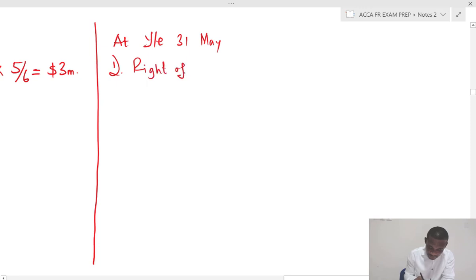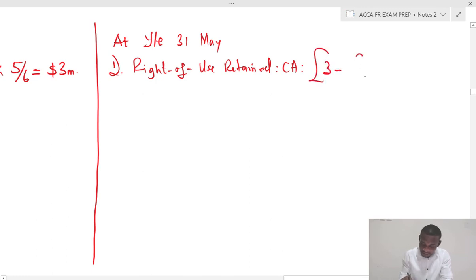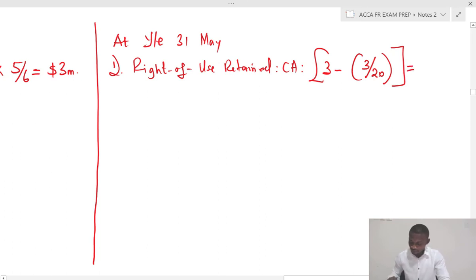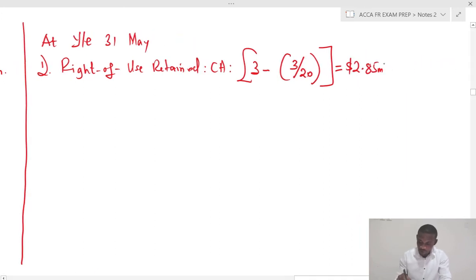The carrying amount, which is the asset value of 3, minus the depreciation. The depreciation will be based on a straight line, and the number of years is 20. So 3 divided by 20, we take from 3, and we have 2.85 million, which will be the carrying amount. In the statement of financial position, you have this as part of the non-current assets, and the depreciation per annum is 0.15.